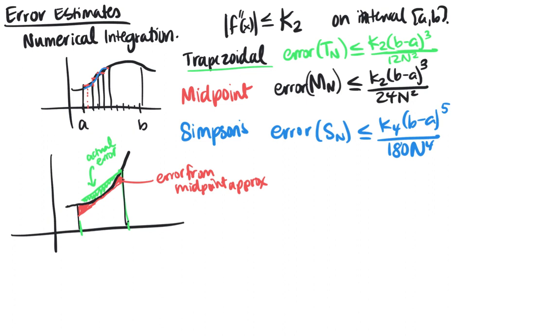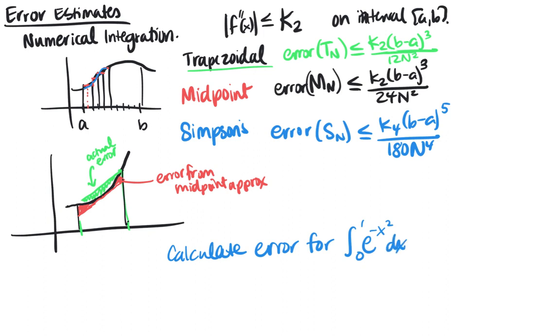Okay, so let's just do a quick example. I'll just do one. Let's calculate the error for this integral. Let's do the integral from 0 to 1 of e to the negative x squared dx.